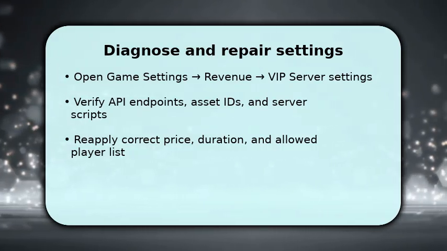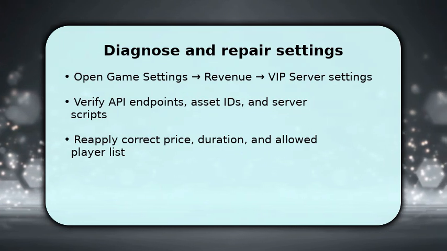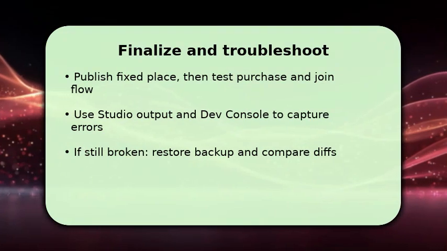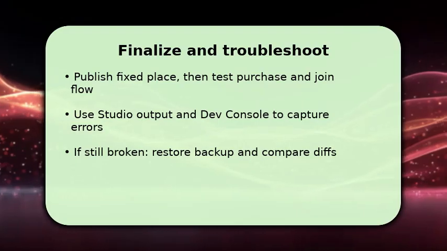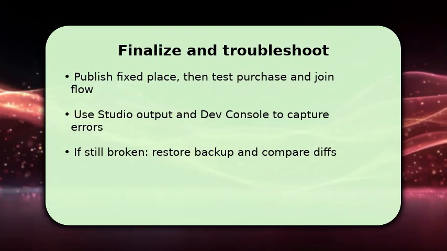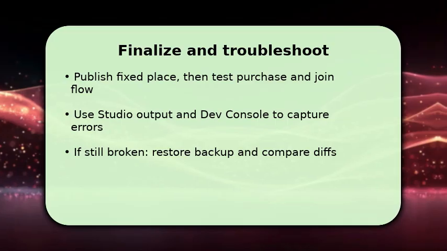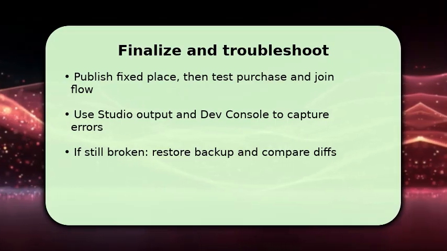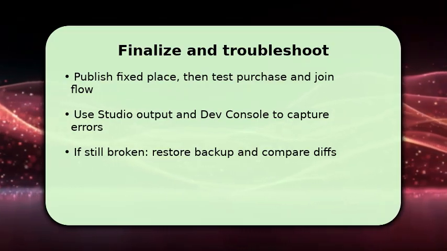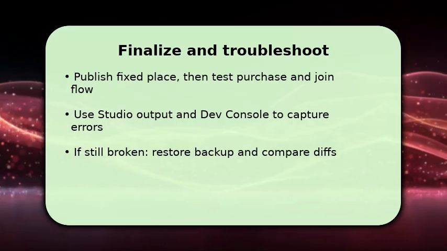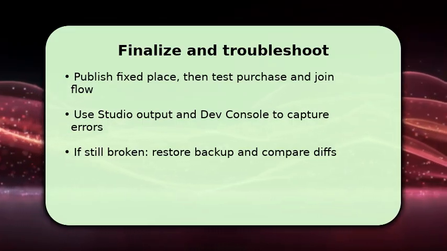Finish by publishing the updated place and carrying out a full test purchase and join sequence. You must verify both purchase success and VIP server instantiation. While testing, monitor Studio output and the dev console for error messages that point to missing assets, permission denials, or script exceptions. These logs explain why things fail.